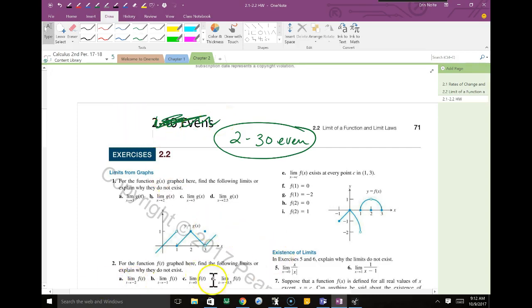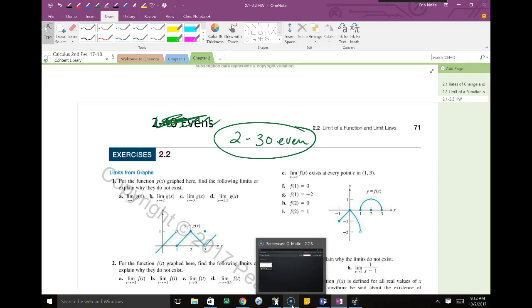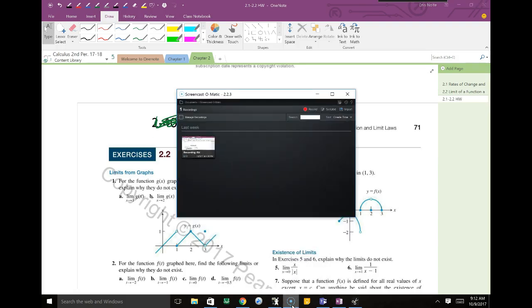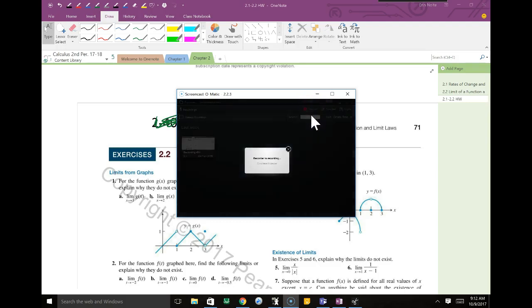2 through 6 evens or just 2 through 6? I am going to come up with an extra credit thing, just not today. Wait, is it 2 through 6 evens? So you don't get extra credit 6.